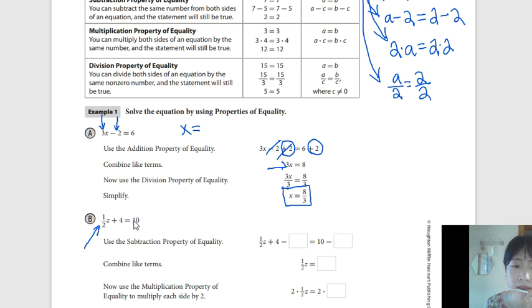You have a fraction, but that's okay. You're going to do the same thing. Take care of the 4 first. Let's get rid of 4. What's the opposite of adding 4? Minus 4. Minus 4 on both sides. And we're going to combine like terms. 4 minus 4 is 0. 10 minus 4 is 6.